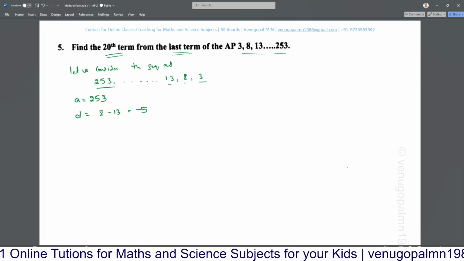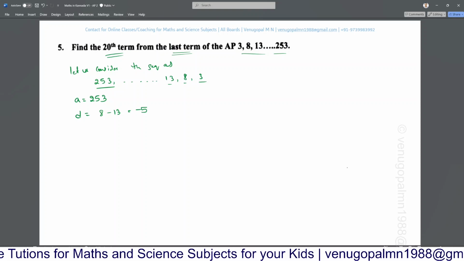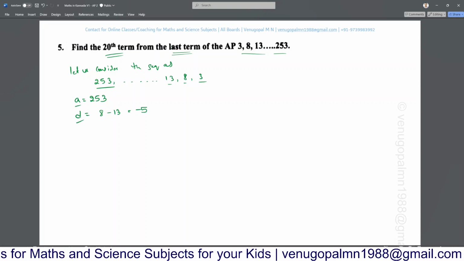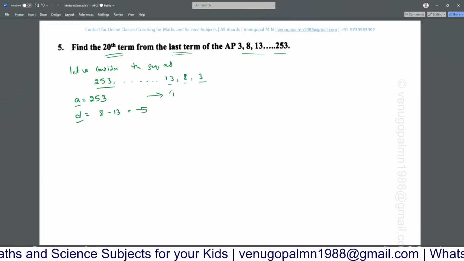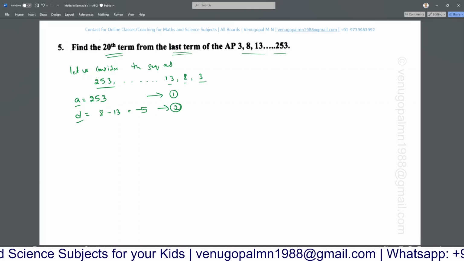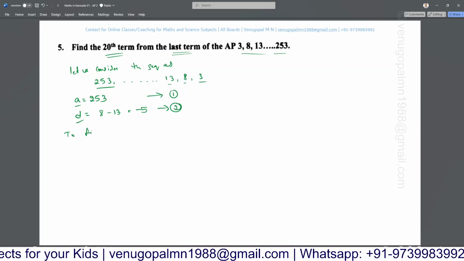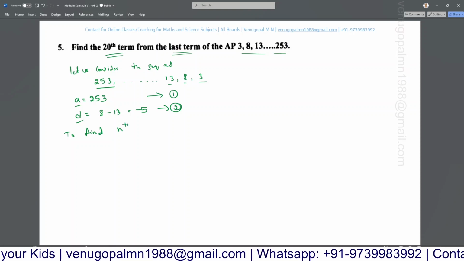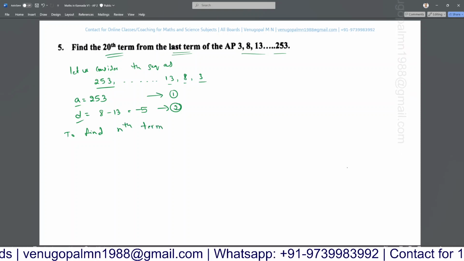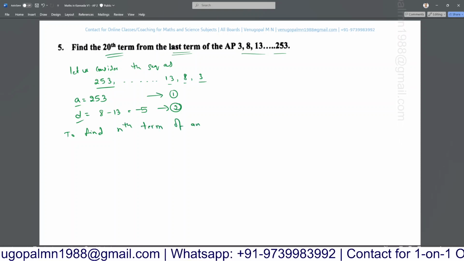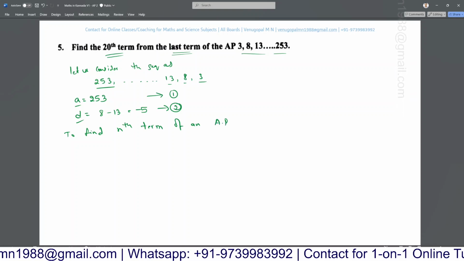Correct. D is equal to minus 5. So now we know what A is, we know what D is. We can call this 1, we can call this 2. Now the formula to find the nth term of an AP, arithmetic progression. What is the formula?